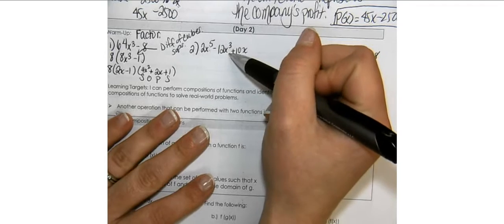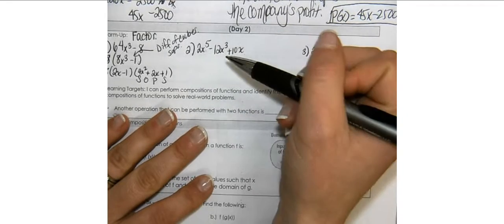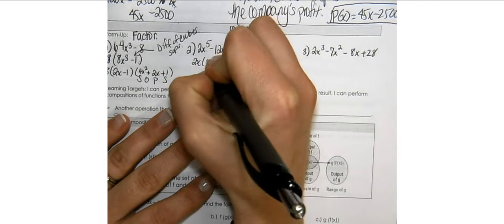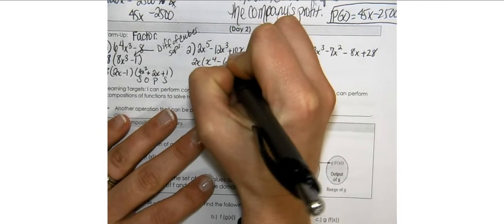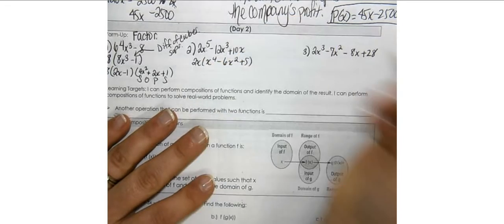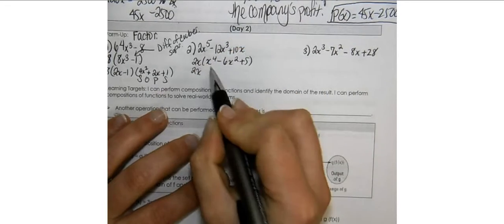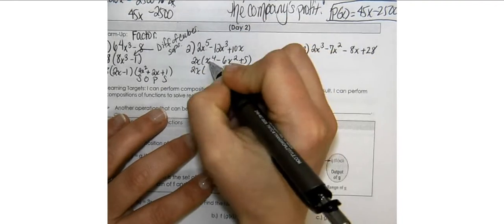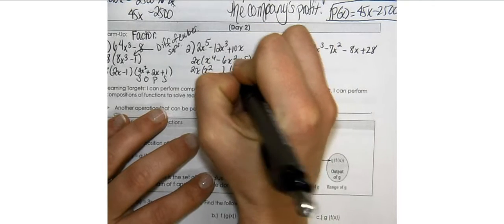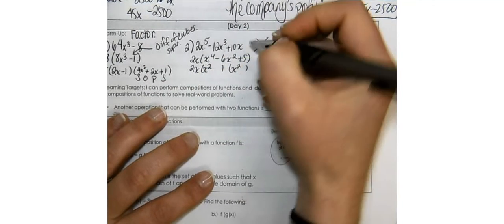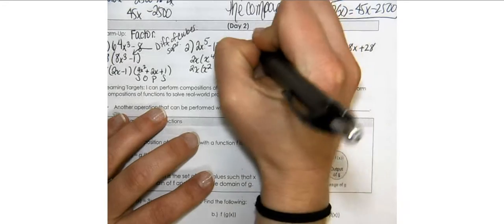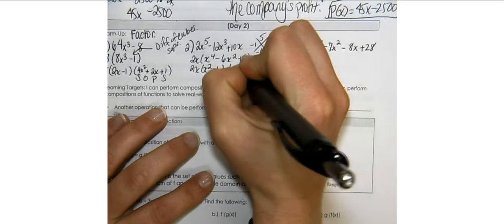For the second one, 2x to the 5th minus 12x cubed and 10x all have in common a 2, and they all have in common an x. So I'm going to factor out a 2x, and my leftovers is x to the 4th minus 6x squared plus 5. I'm going to split the trinomial apart into 2 parentheses, splitting apart the x to the 4th into an x squared and an x squared. And I have to figure out what two numbers multiply to equal positive 5, but together add to equal negative 6. And that's a negative 1 and a negative 5, so I'm going to write minus 1 and minus 5.